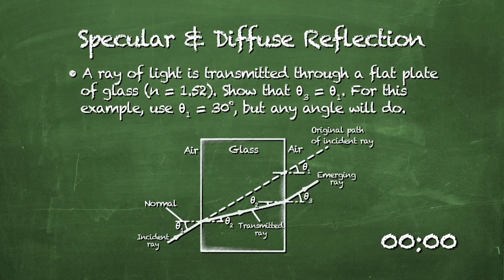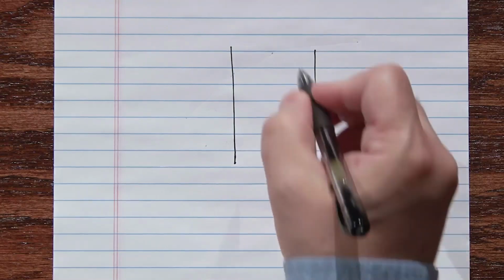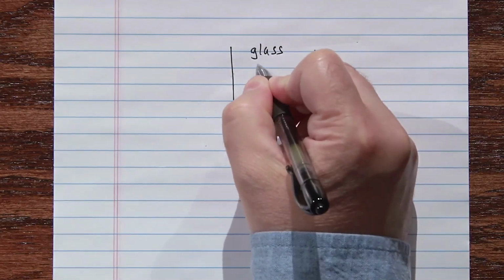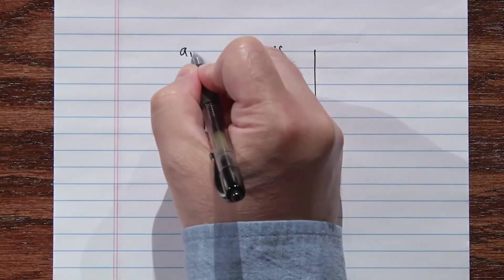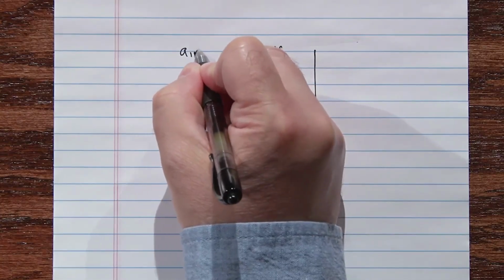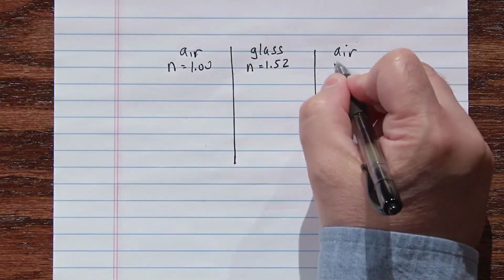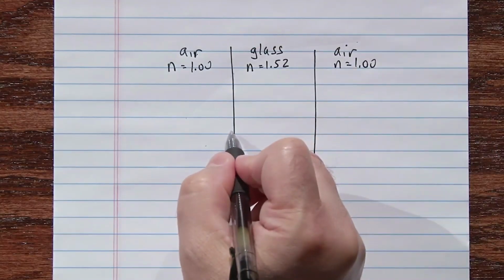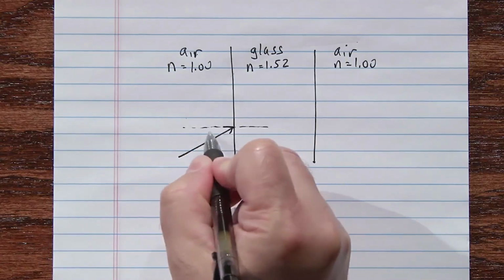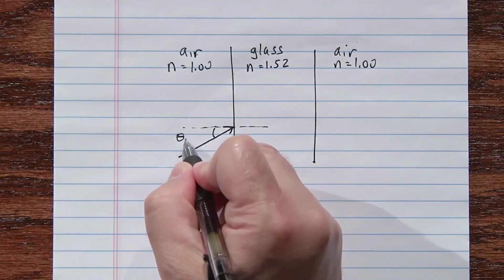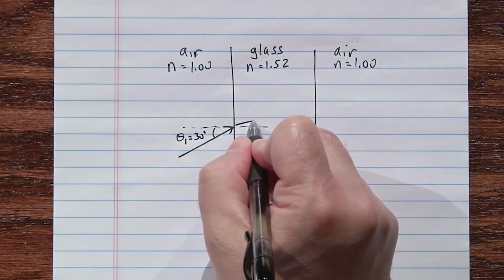Okay, here we have our plate of glass, and it has an index of refraction of 1.52, and we have air on both sides, and the index of refraction of air is 1.00, and we have a ray of light that is incident on the glass with a theta 1 equal to 30 degrees, and it is transmitted through the glass.